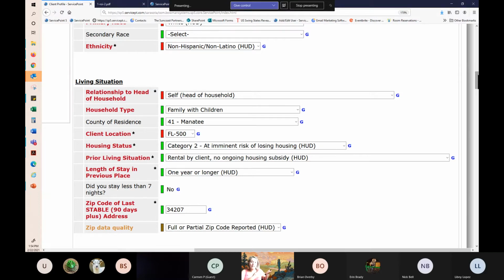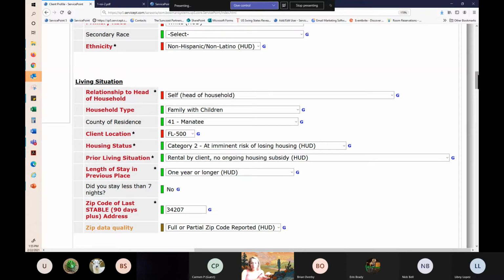So looking at this data right now, this story is telling us that the client is not literally homeless, that where the client stayed last night was a rental by client for 1 year or longer. And we know that's not the case, at least for today, because the client stayed at the emergency shelter the night before and is identifying to us that they are literally homeless.